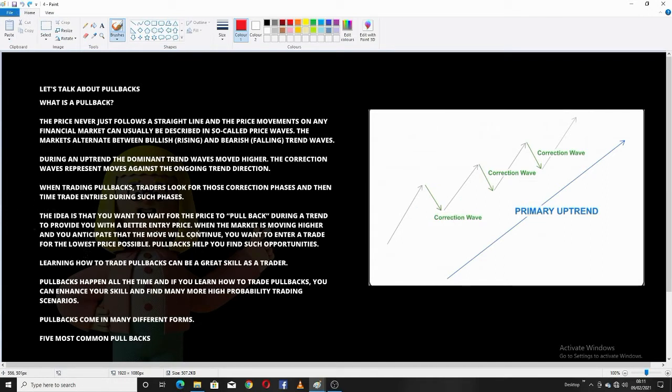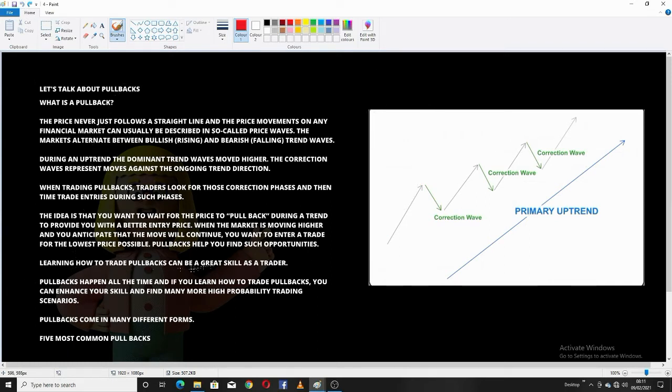The idea is that you want to wait for the price to pull back during an uptrend to provide a better entry when the market is moving higher, and anticipate that the move will continue. You want to enter a trade at the lowest price possible. So if the price is pushing up like this, you can't just buy somewhere here, but you can wait for price to come back, and then you buy here, and then it goes up with you, and then it comes back, you buy here, and then it goes up with you. So that is the idea behind pullbacks.